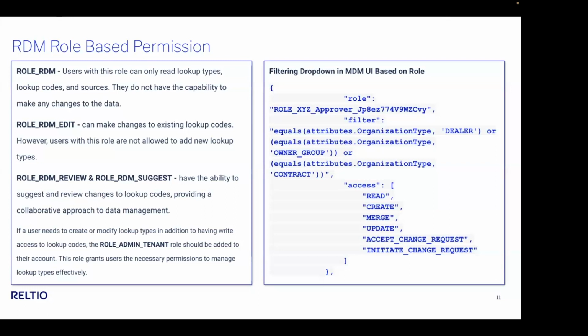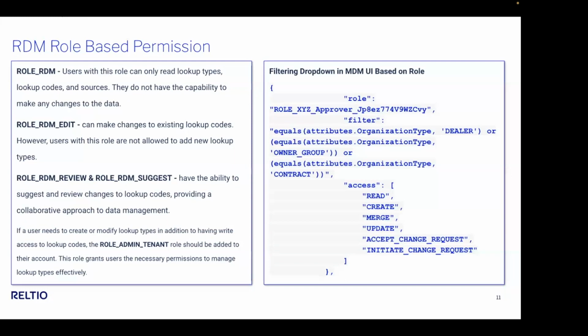Apart from that, we have role RDM review and role RDM suggest. These are workflow related. We will talk about workflows at some point. RDM suggest is for initiating a change request in RDM, and review is for accepting or rejecting those change requests.